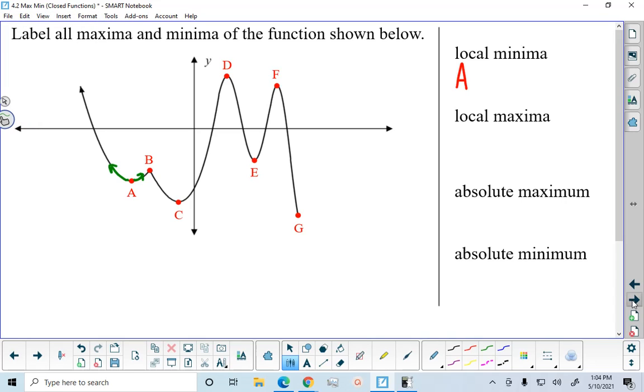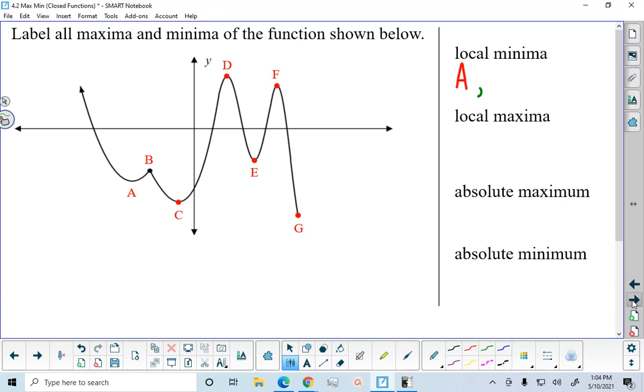It's not the absolute minimum. There's no way it's the absolute minimum because if I take a look at point C or point G or lots of other points, they are even lower than A. What's another local minimum? Well, C is definitely.